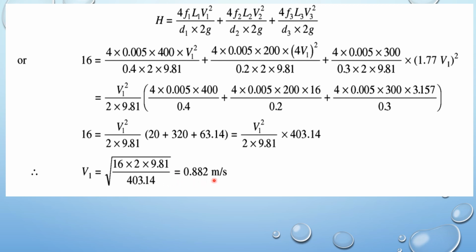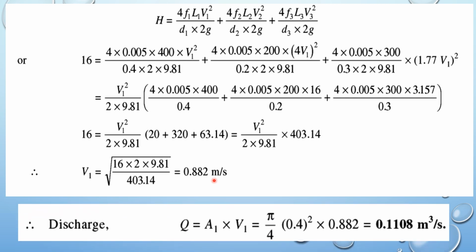So we are asked to find out the discharge. Once we find the velocity V1, we can easily find discharge. Discharge Q is equal to A1 V1, which is equal to pi by 4 into 0.4 square into 0.882, which is equal to 0.1108 meter cube per second. So this is the final answer.